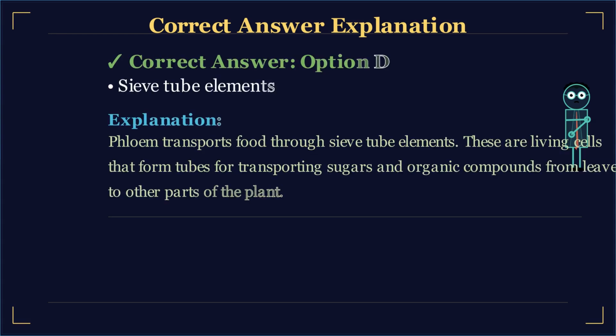Here's the explanation for the correct answer. Phloem transports food through sieve tube elements. These are living cells that form tubes for transporting sugars and organic compounds from leaves to other parts of the plant.